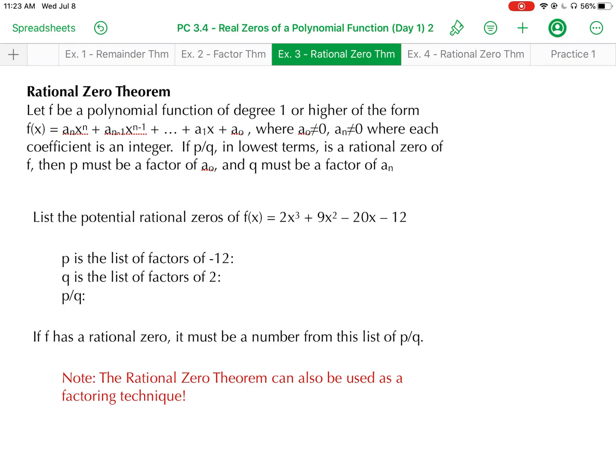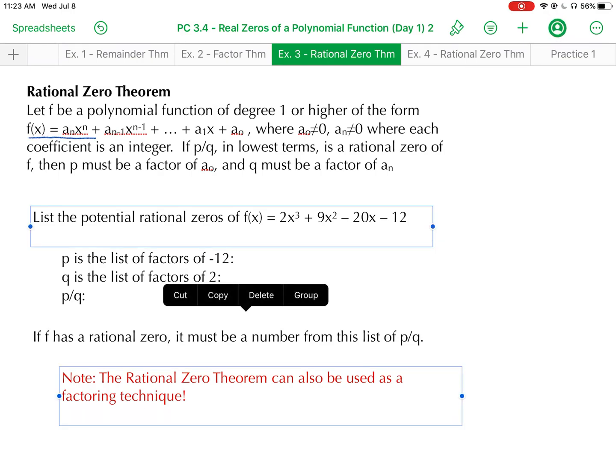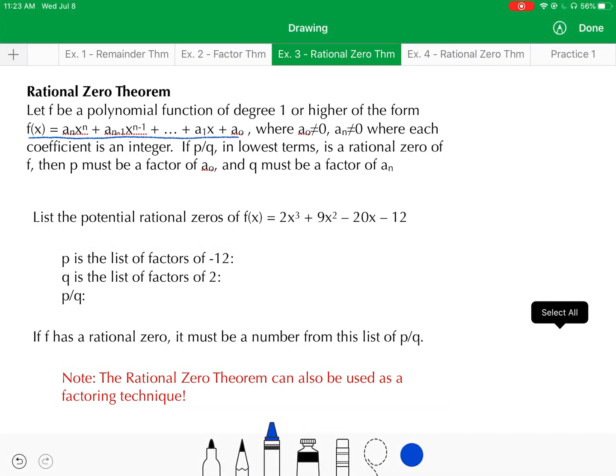So for you to use the rational zero theorem, you have to be working with a polynomial function of degree 1 or higher in a non-factored form. Okay, that's what this notation right here is stating. Basically what the theorem says is that if p over q in lowest terms is a rational zero of f, then p has to be a factor of a sub 0 and q has to be a factor of a sub n.